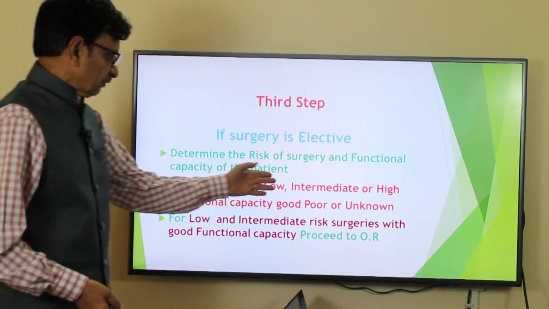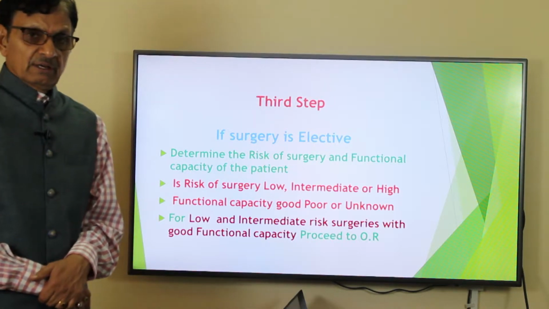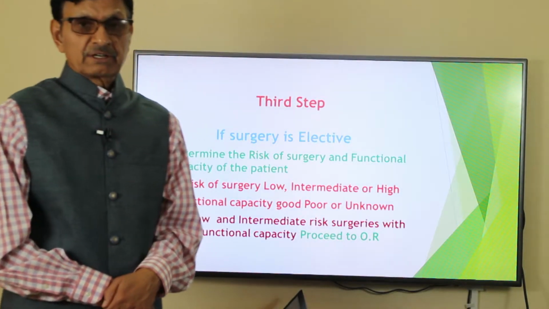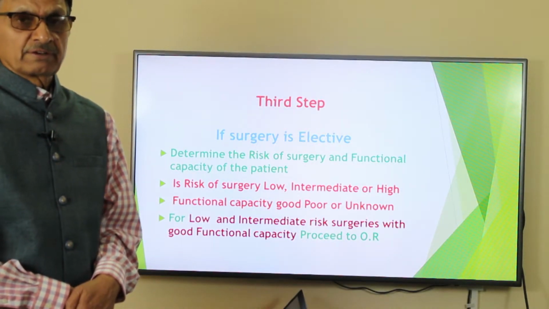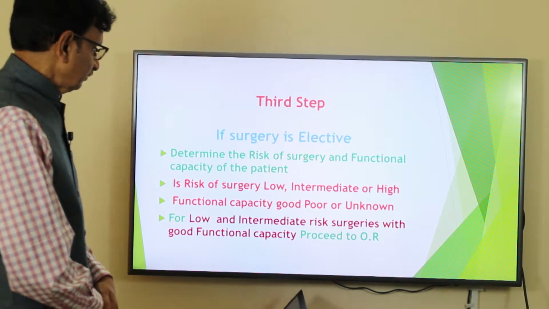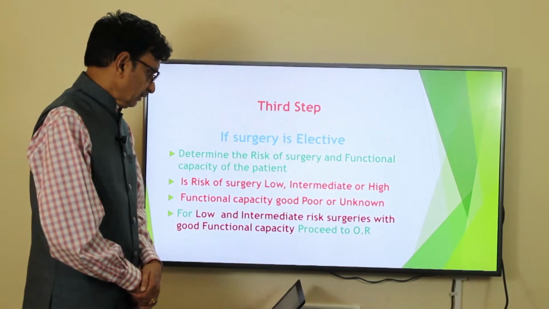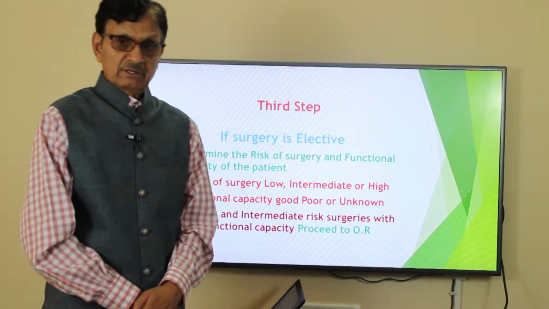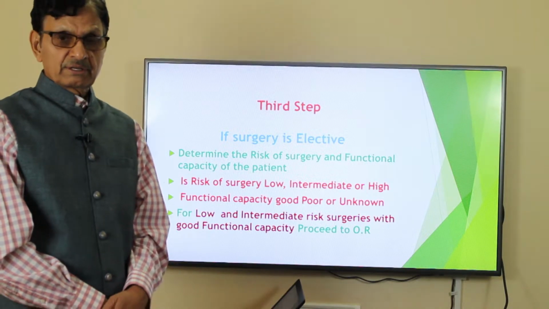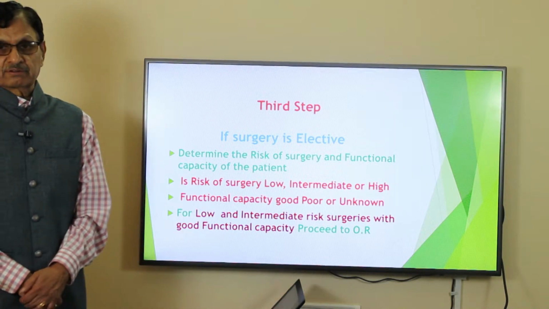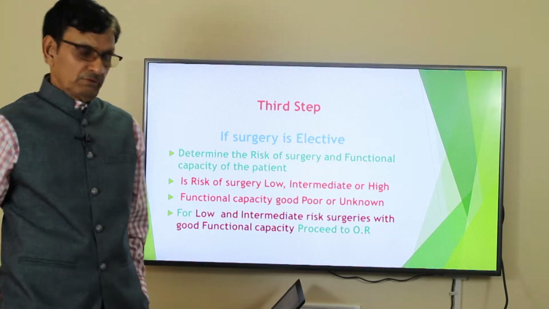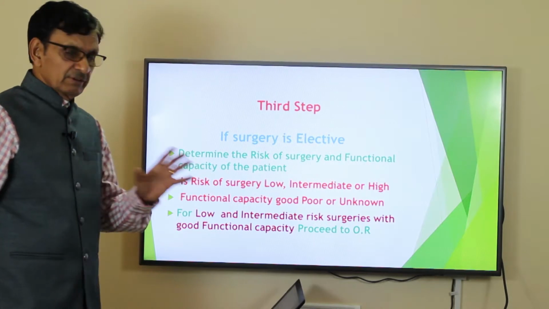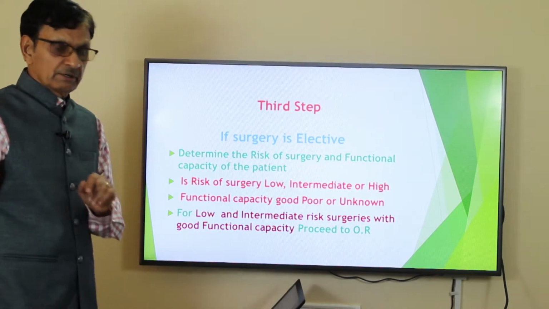What are the intermediate risk surgeries? Anytime the patient's abdomen is open, so it's a laparotomy, that becomes an intermediate risk surgery. Maybe it's a gallbladder, maybe it's a hysterectomy. So we call that an intermediate risk surgery. When is it a high-risk surgery? The high-risk surgeries are revision hip joint replacements, where you're expecting major blood loss, or any thoracic surgeries, aneurysms, and so on and so forth. So you have to determine if the surgery is low, intermediate, or high.